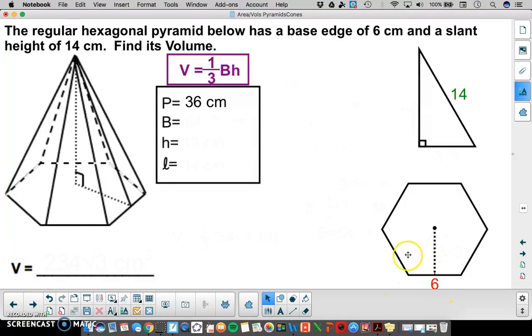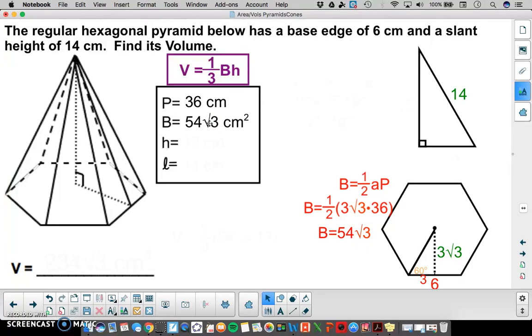To find the area of the base, I'm going to be using 1/2 apothem times perimeter. So I need to find that apothem. I'm going to be using my 30, 60, 90. I know that this half of the side is 3, so across from the 60 is going to be 3 root 3. So my apothem is 3 root 3. My perimeter I knew is 36. So 1/2 of 3 root 3 times 36 gives me 54 root 3. So big B, the area of my base, is 54 root 3.